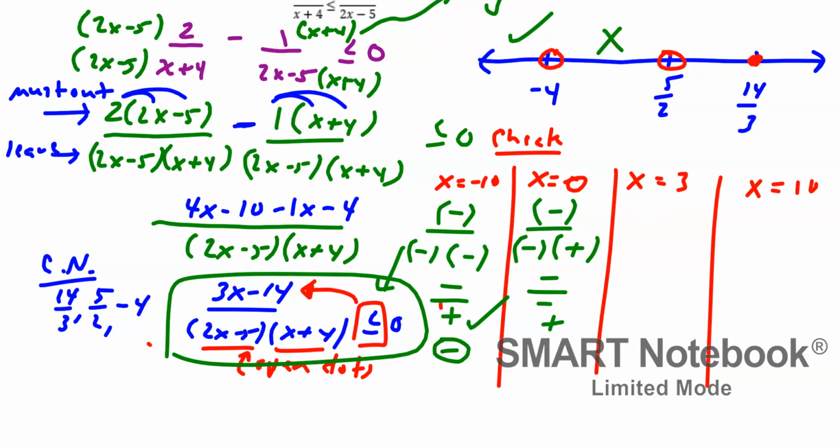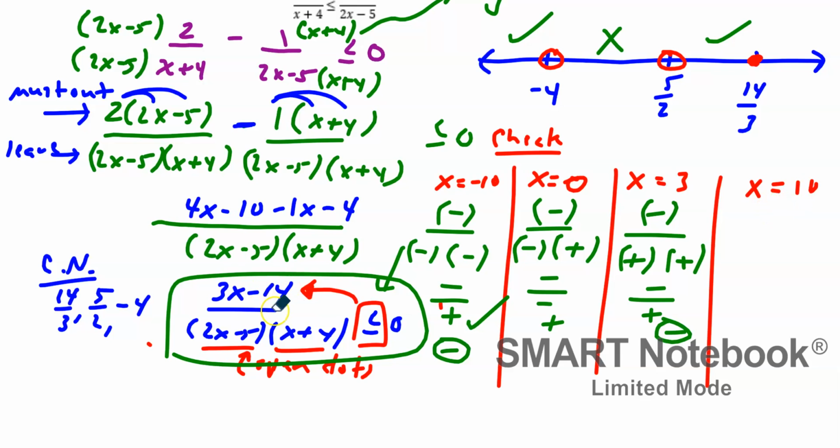If I take x equals 3 and plug it in the most reduced version, 3 times 3 is 9 minus 14, still negative on the top. 3 here is going to be 6 minus 5, so we get positive here. And 3 here is also positive. So we get negative divided by a positive, which is negative, which is what I wanted.